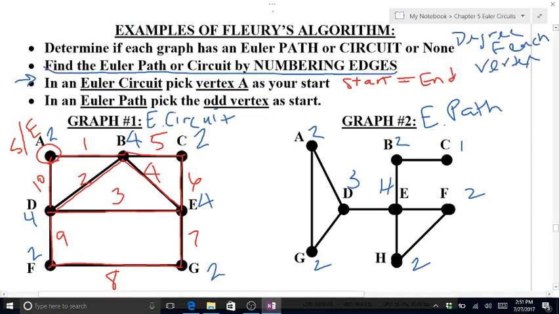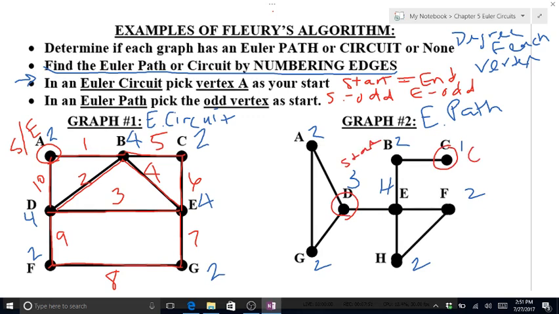Okay, so Euler path. Pick the odd vertex as a start, any odd vertex. So my start has to be odd. My end has to be odd. Okay, so let's start at D and let's end at C.